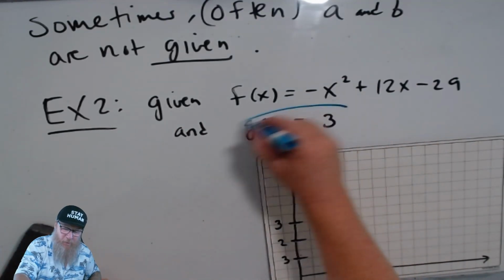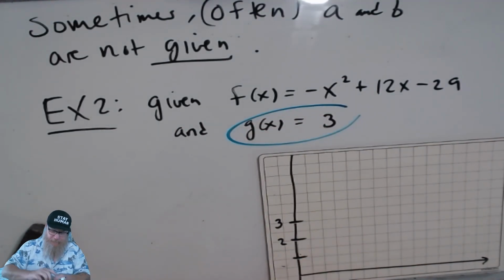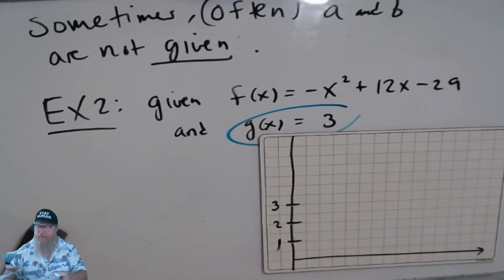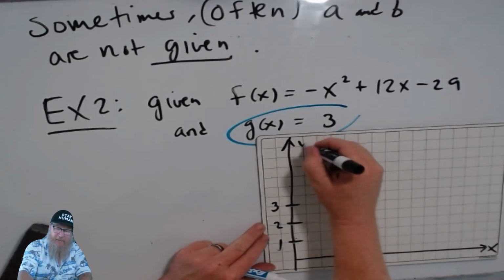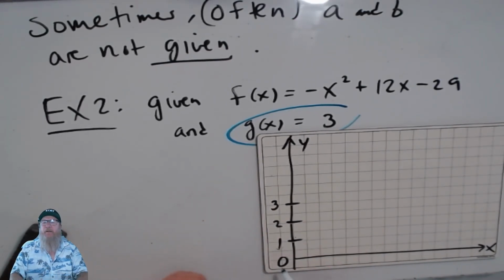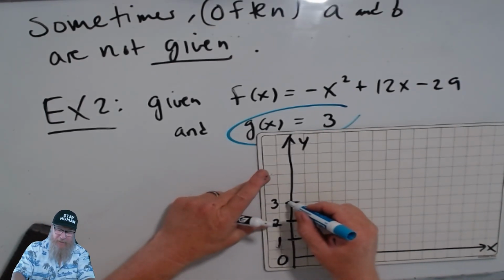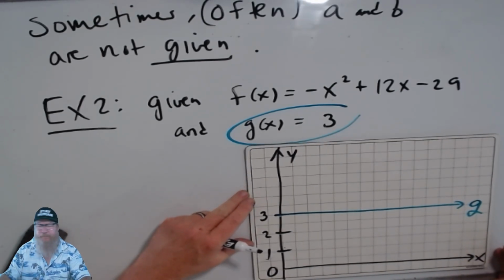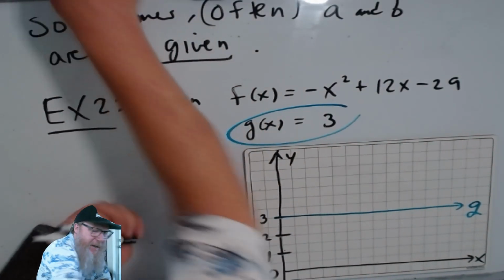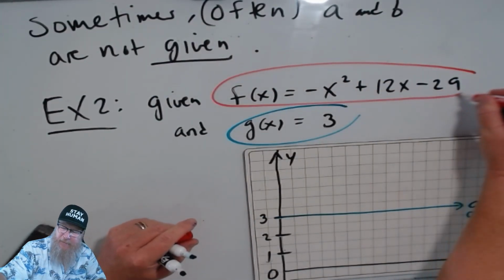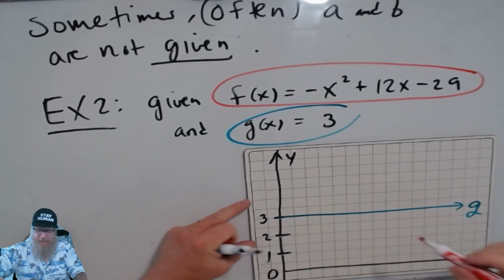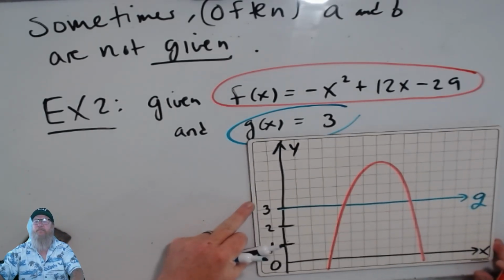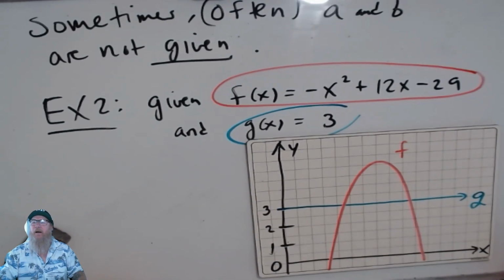So g of x is a horizontal line. This is my x-axis, it's my y-axis: 0, 1, 2, 3. So I've got g of x as a horizontal line, and then f of x is an upside down parabola. Sort of looks like this. There's f of x.